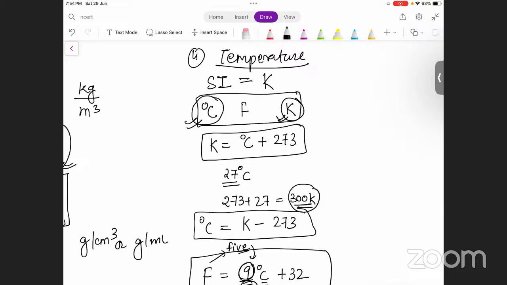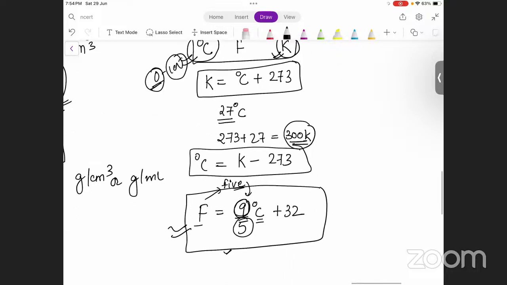The degree Celsius scale goes from 0 to 100. These are the freezing and boiling points of water: 0 degrees Celsius is the freezing point and 100 degrees Celsius is the boiling point. Whereas if I talk about Fahrenheit, it is from 32 to 212. So that's why we are adding 32 here. So these are the things.